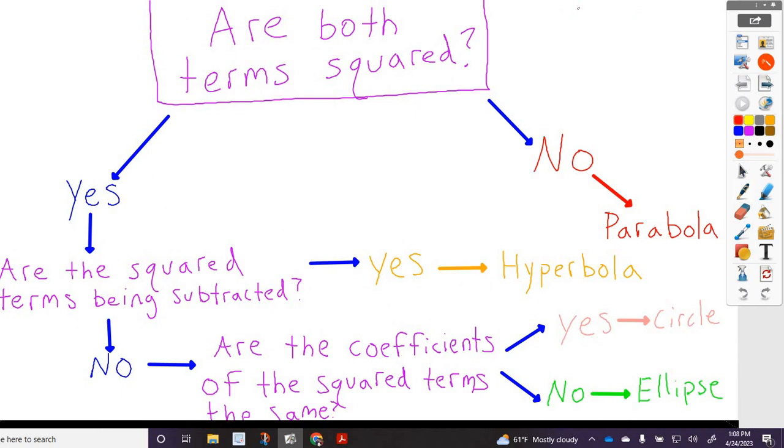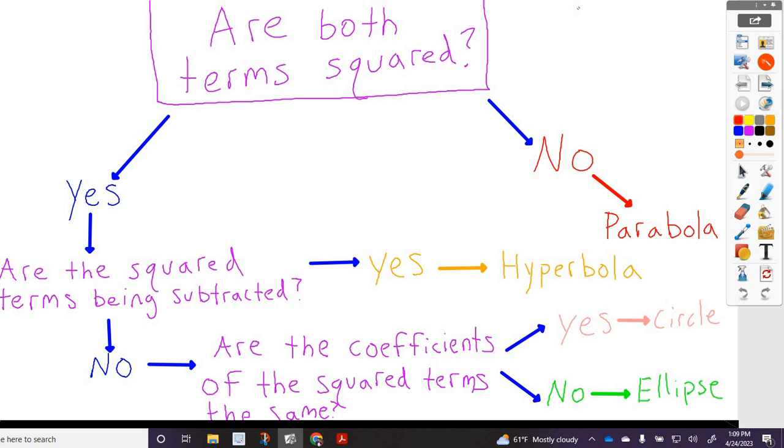a flow chart. A flow chart is basically a question tree, whatever you want to call it. It takes us through some questions that you want to think through, and once you answer the question, it tells you what you're looking for. So the first thing when you're looking at an equation is, are both terms being squared, meaning your x and your y? If your answer is no, then you have a parabola. If your answer is yes, then we have to continue going on.